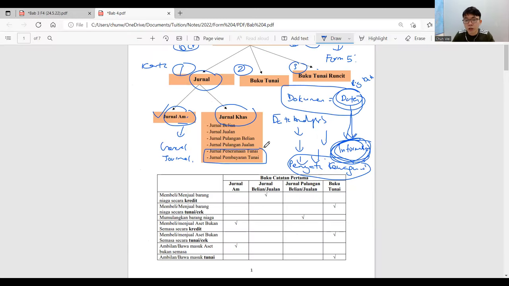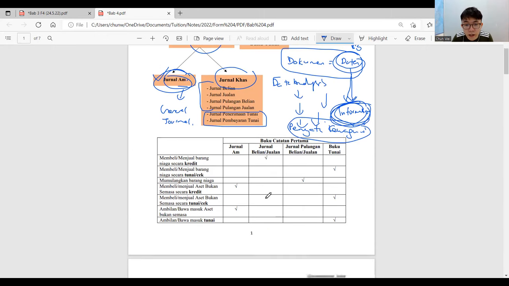This jurnal penerimaan tunai and pembayaran tunai, I will explain another day. But for now, you just go for this one and most importantly, this one. That's where this box comes out, this table. You can see that membeli, menjual barang niaga secara kredit is in jurnal belian atau jualan, depending on you beli atau you jual. Okay, if it's secara tunai, memang in buku tunai. Credit, either here. Alright, either jurnal am or jurnal belian or jurnal jualan.